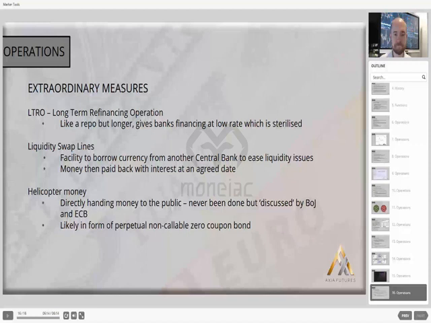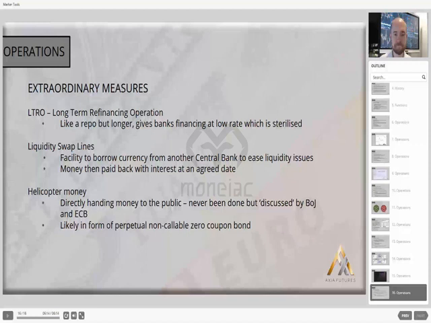Then, as with any other repos, this is sterilised, i.e. what happens is the central bank will buy the collateral off you, so hand you over money with the premise that you will always pay this back. So that's the element of when you hear the word sterilised, that's what it means, that there is always a secondary agreement that this will switch back over, as opposed to QE where it never does.